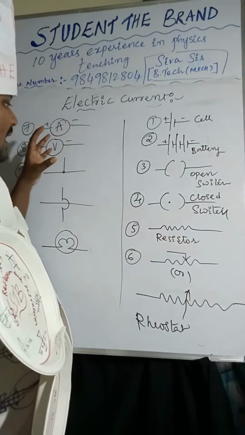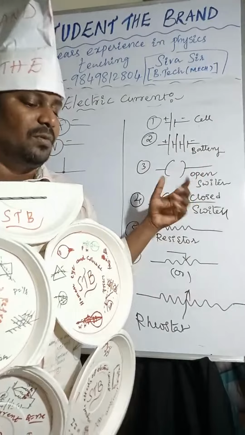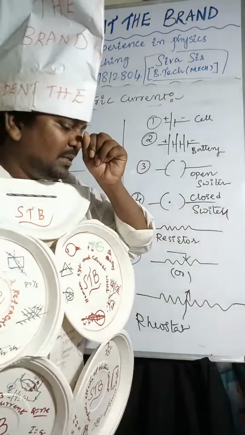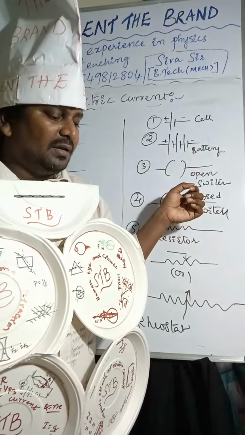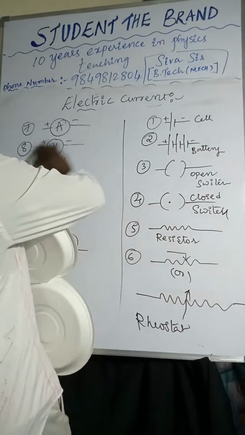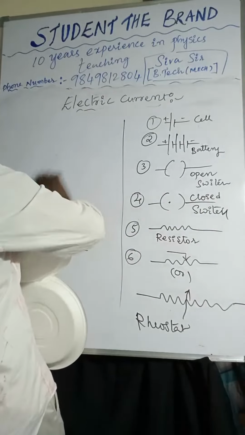So these are the electrical appliances. If an open switch is connected to the circuit, that is an open circuit. If a closed switch is connected to the circuit, that is a closed circuit. Next, we will discuss the electric circuit.